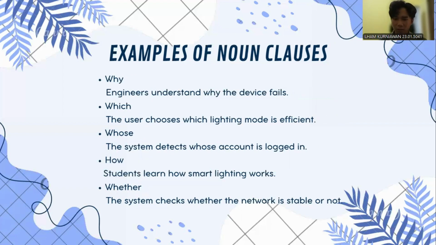Why, the example is: the engineer understands why the device fails. Which, the example is: the user chooses which lighting mode is efficient. Whose, the example is: the system detects whose account is logged in. How, the example is: students learn how smart lighting works. The last one, whether, the example is: the system checks whether the network is stable or not.